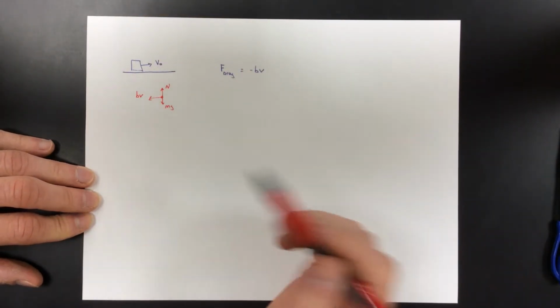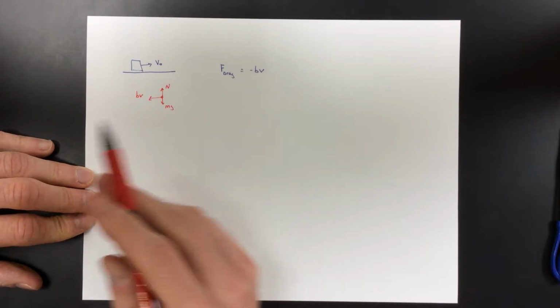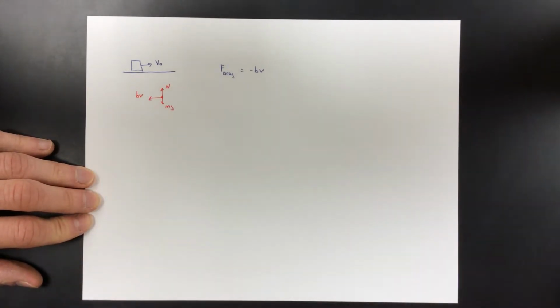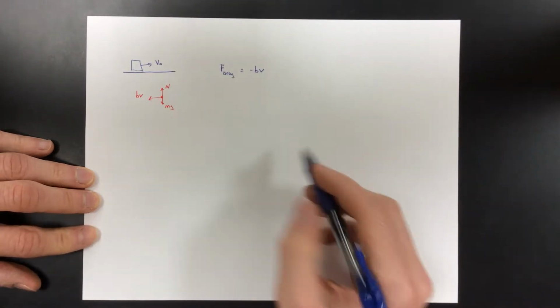Well, the question is, how long does it take to stop? How far would it actually slide? All those are really good questions. What's the graph of the velocity look like? What's the graph of the acceleration look like?